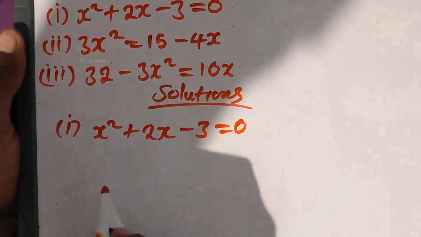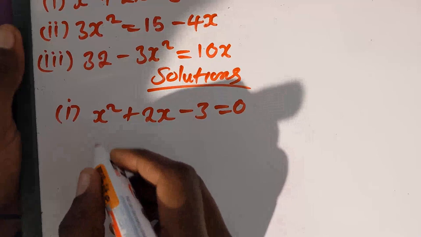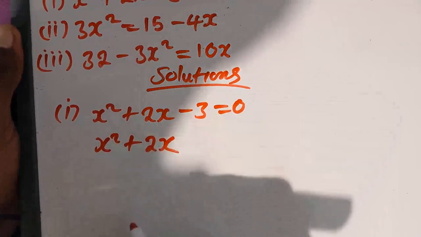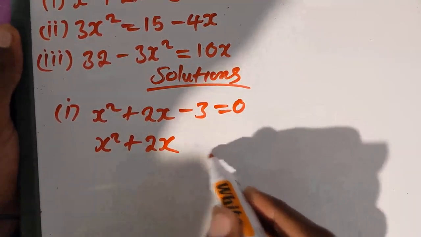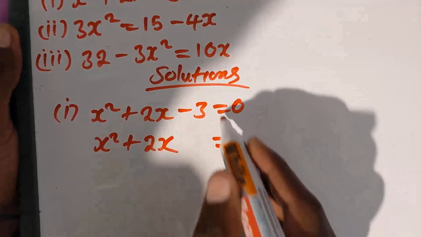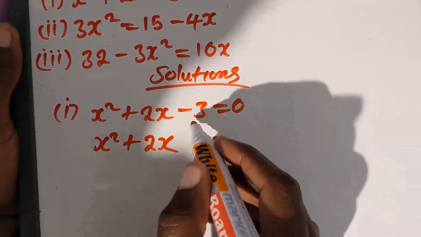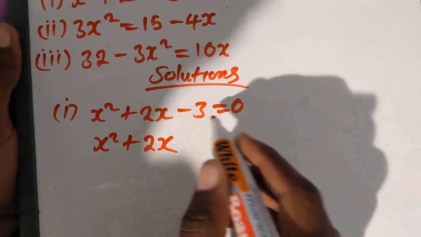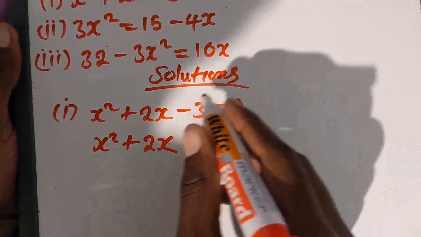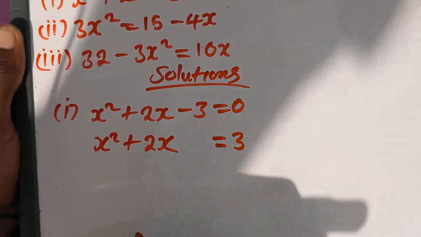So the first step is you copy these two the way they are. We copy them: x squared plus 2x, like that. Then leave some space, going direct to where the equal sign is. Then this constant, move it to the other side. When it is negative and it comes this side, it becomes positive 3.